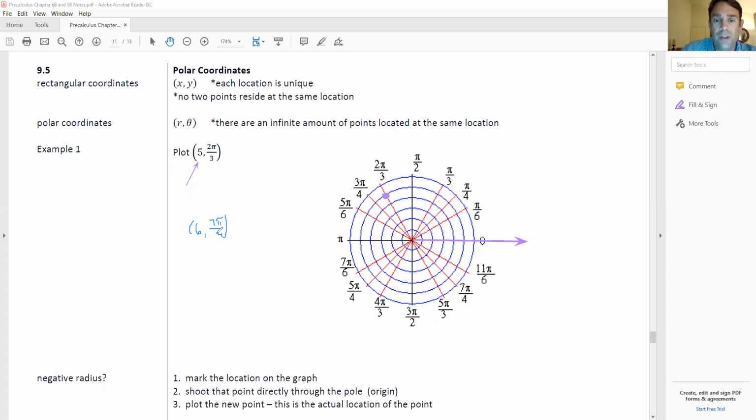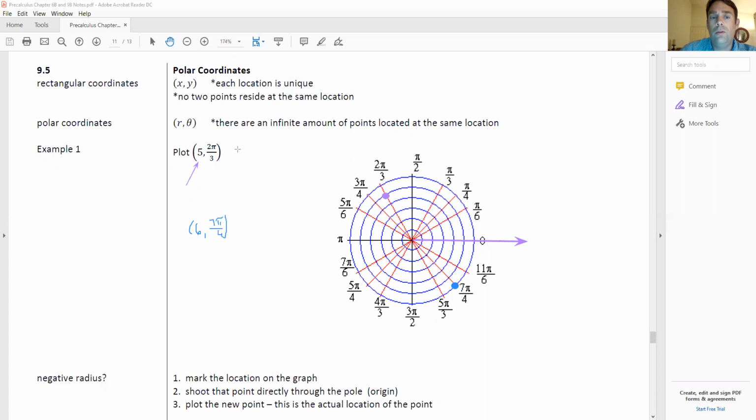All right, let's see how you guys did. So I'm going to find 7 pi over 4. It's right here along this line. So I'm going to count out 6. So 1, 2, 3, 4, 5, and 6. So there's 6 circles out along the 7 pi over 4 direction.